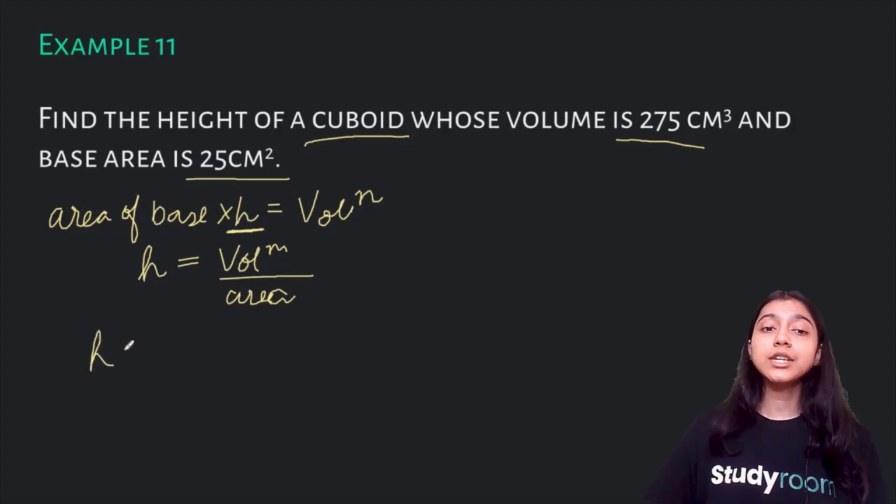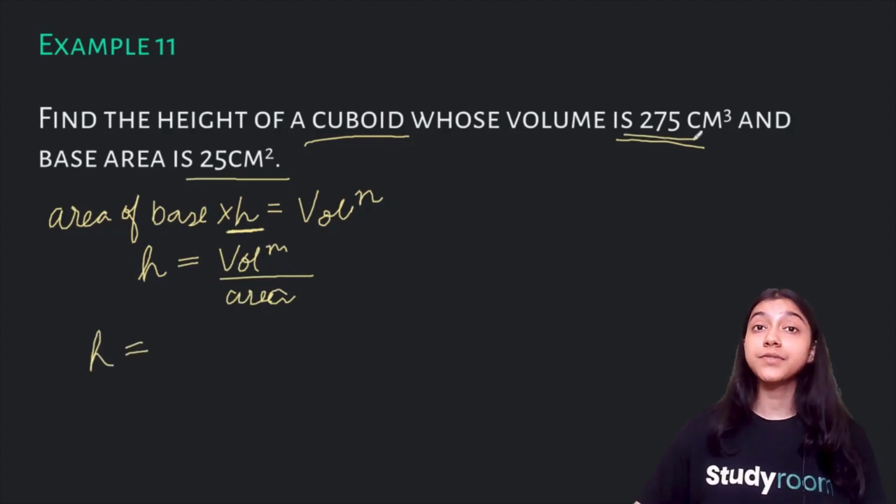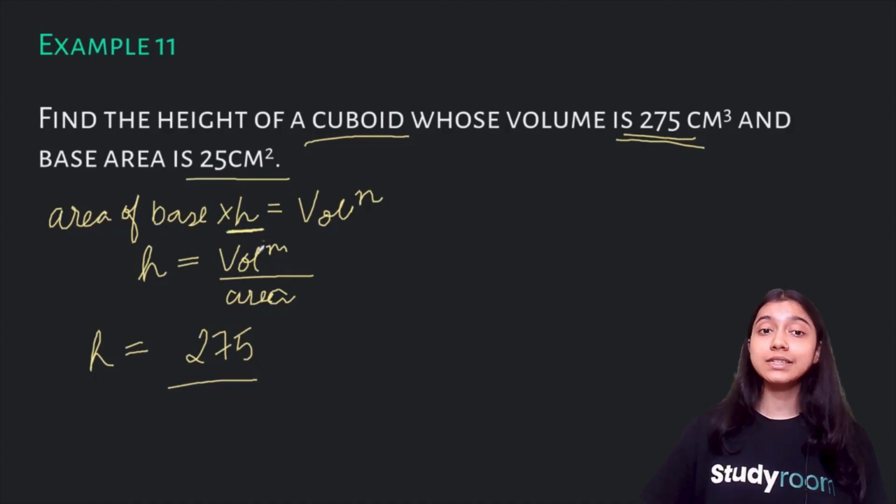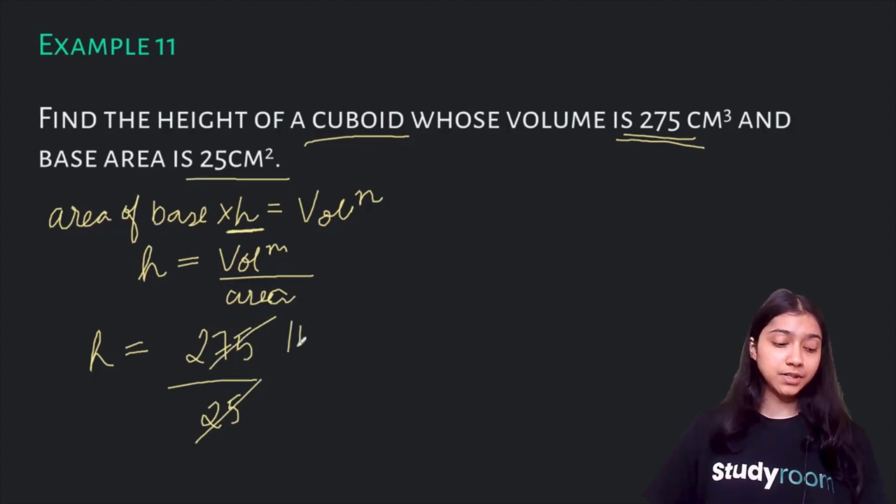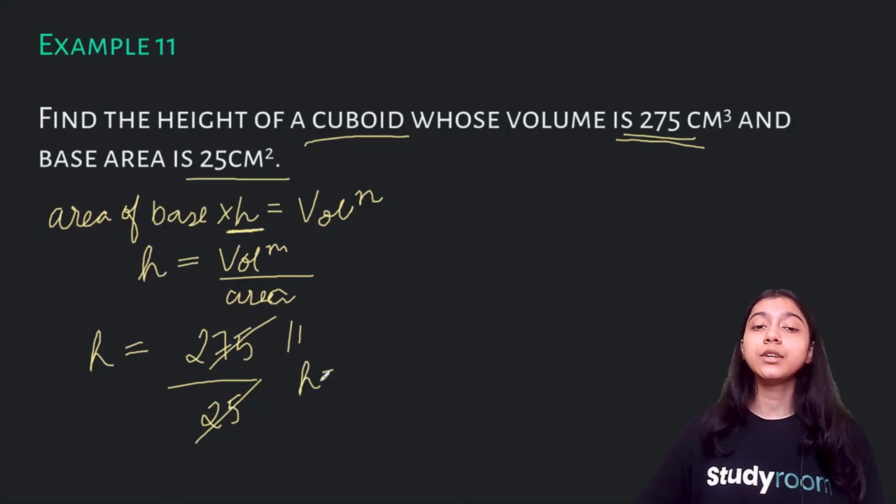So basically, height will be equal to the volume given in the question, 275 centimeter cube, and the area of the base is 25 centimeters square. So it will be 25. Now when we cancel this up, 25, 11 times gives us 275. So the height will be equal to 11 centimeters.